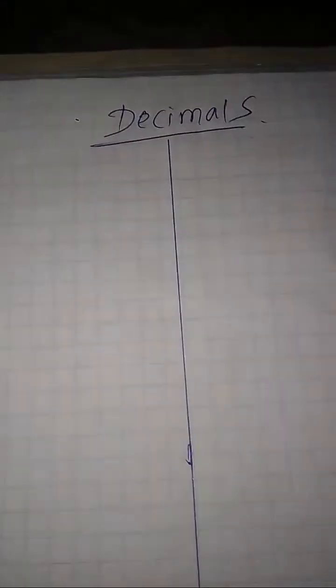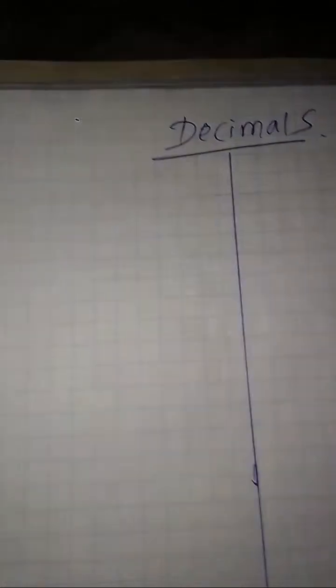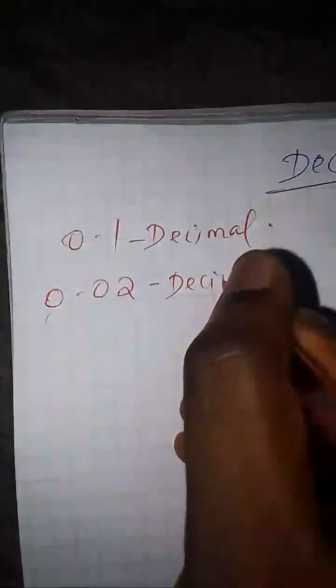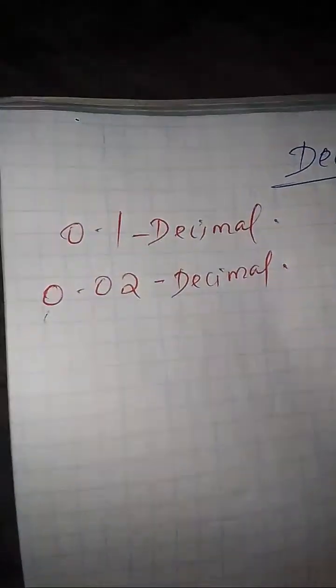I want us to talk about decimals. So decimals, these ones are numbers that, for example, when we have a number like 0.1, 0.1 is a decimal. So this one number, we call it decimal. So this number is a decimal number, 0.1. So we also have maybe 0.02. So how do we call this number? This one number is also a decimal number.